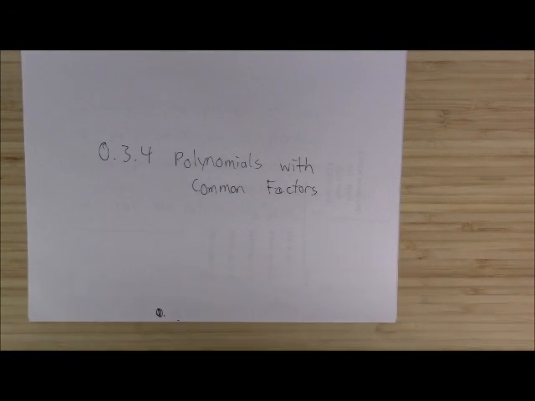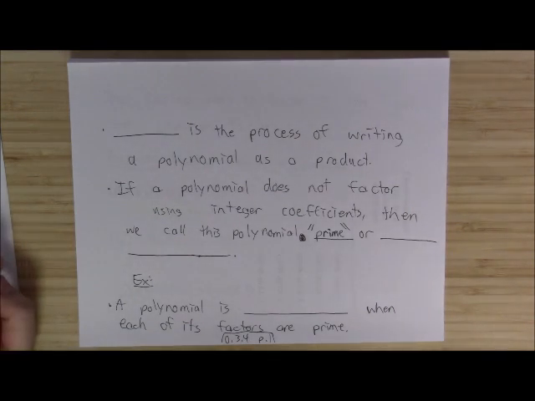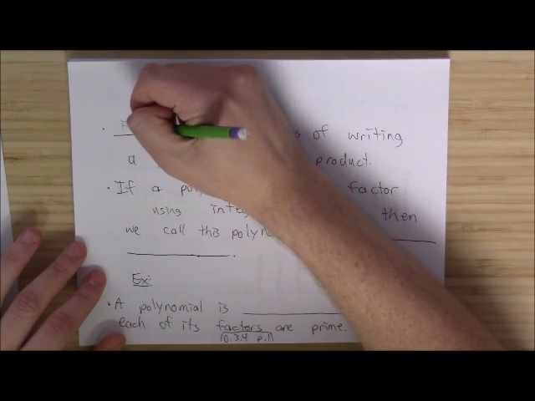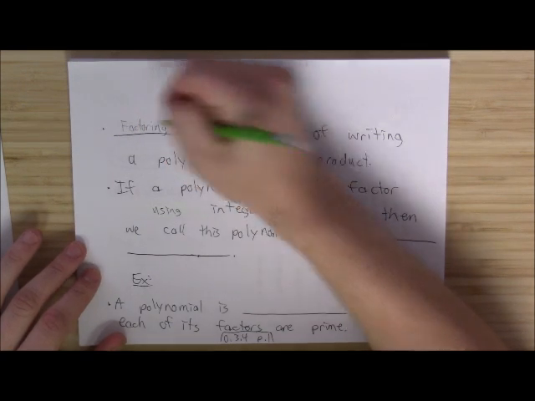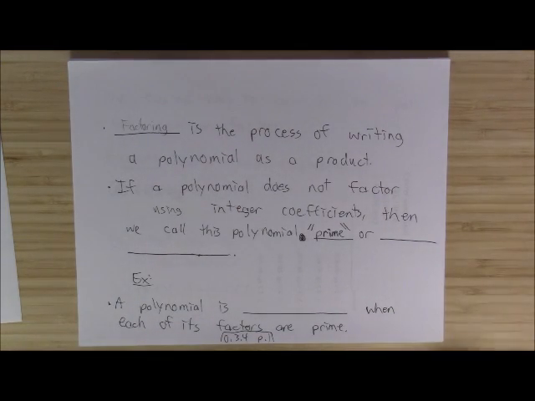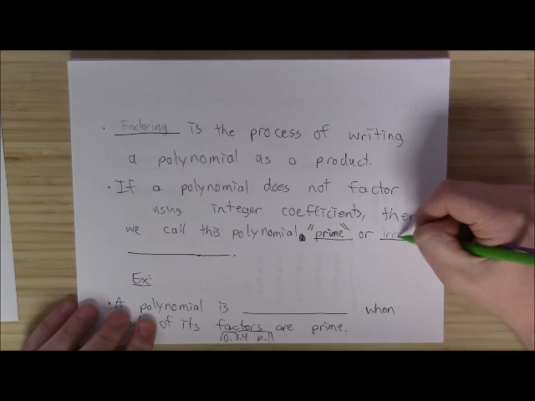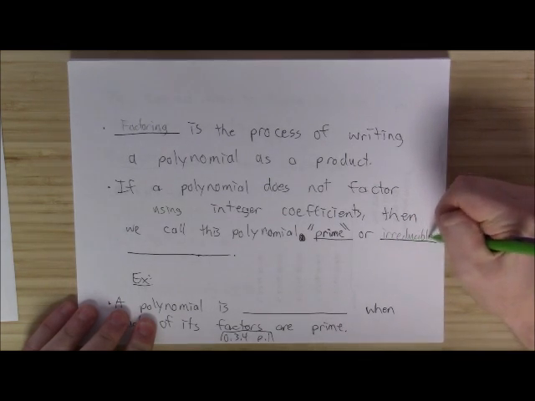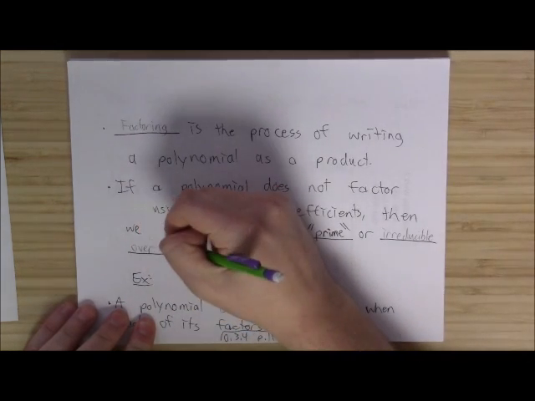In this video, we'll be talking about and discussing polynomials with common factors. To begin with, factoring is what we call the process of writing a polynomial as a product. If a polynomial does not factor using integer coefficients, then we will call this polynomial either prime or irreducible over the integers.